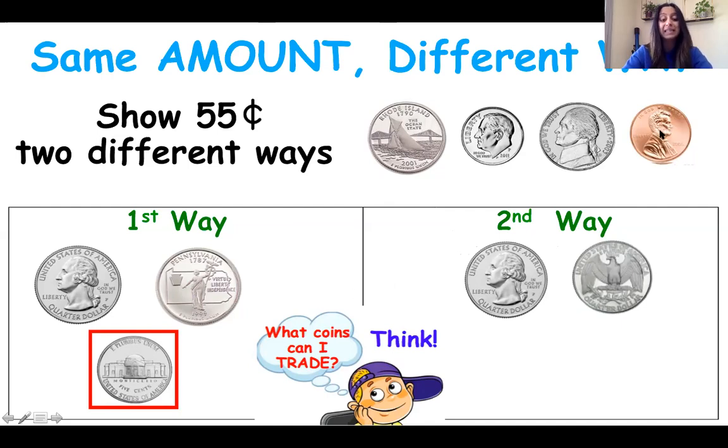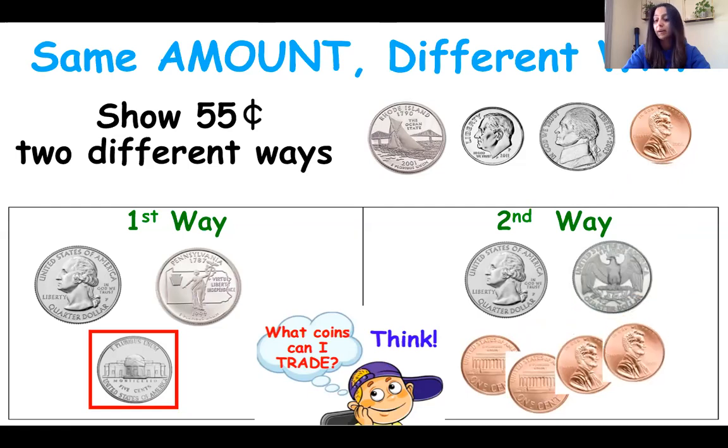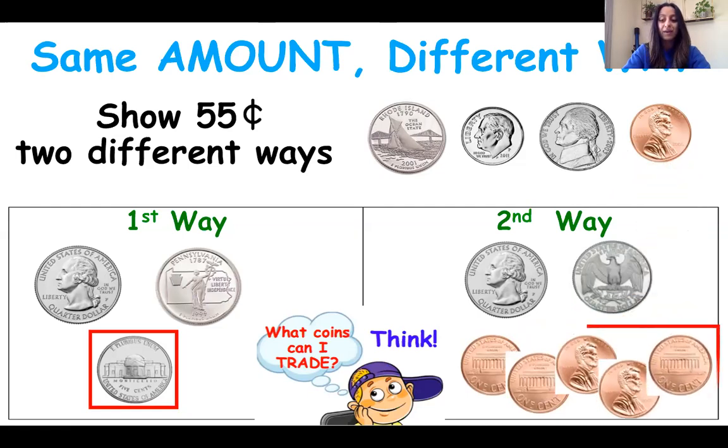So how many pennies would I need to make a nickel? A nickel is 5 cents, so I would need 5 pennies. Let's see. 1, 2, 3, 4, 5. Now, these 5 pennies equal 5 cents, just like this nickel equals 5 cents. So now I have 2 different ways to show 55 cents. Let me count my second way just to make sure it does equal 55 cents. 25 cents, 50 cents, 51 cents, 52 cents, 53 cents, 54 cents, 55 cents. Very nice. We showed 55 cents 2 different ways by trading this nickel for 5 pennies.